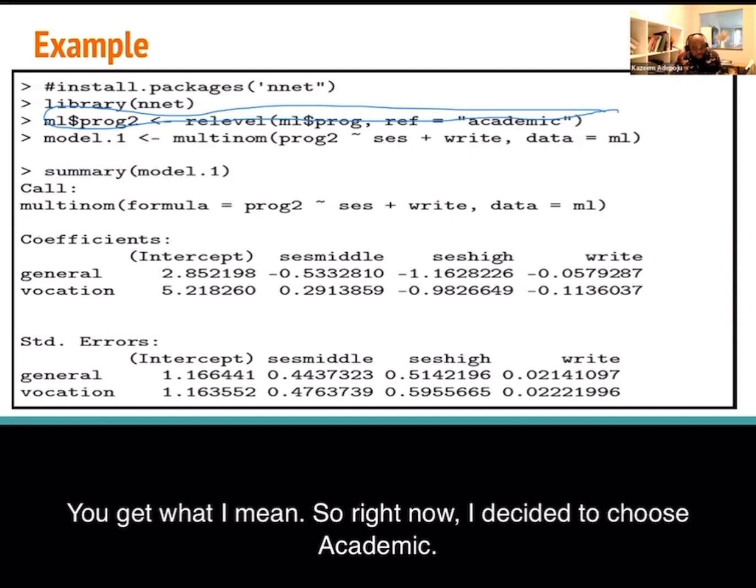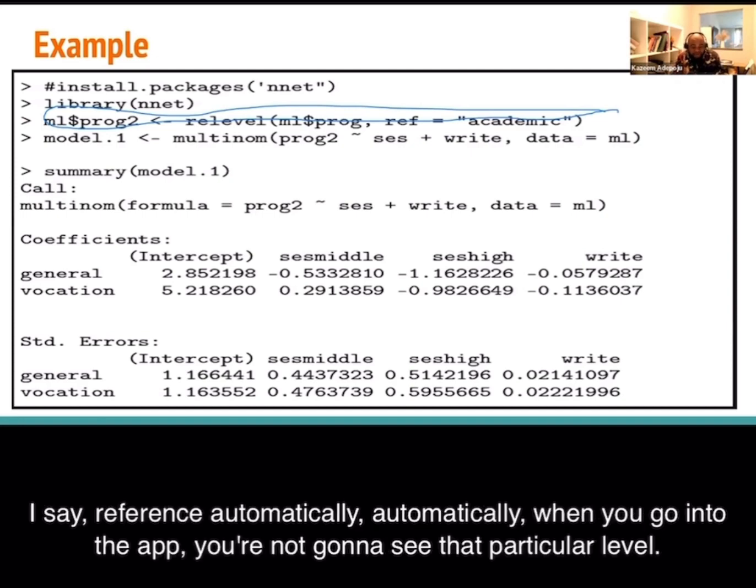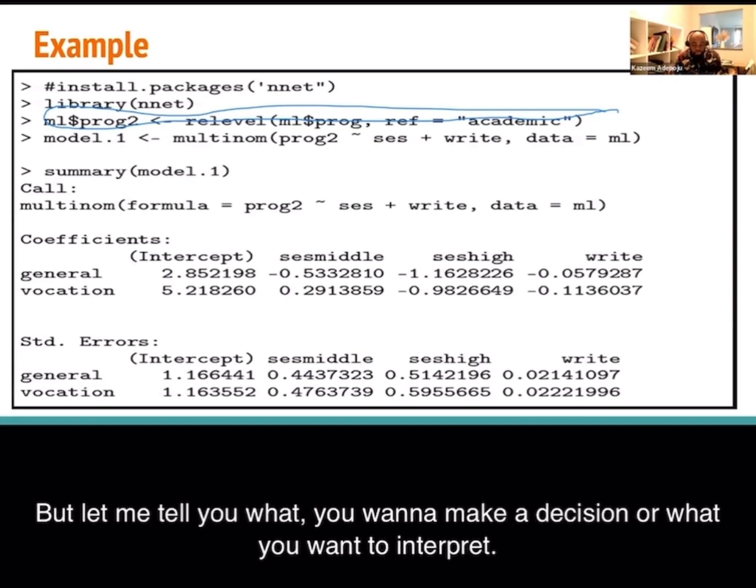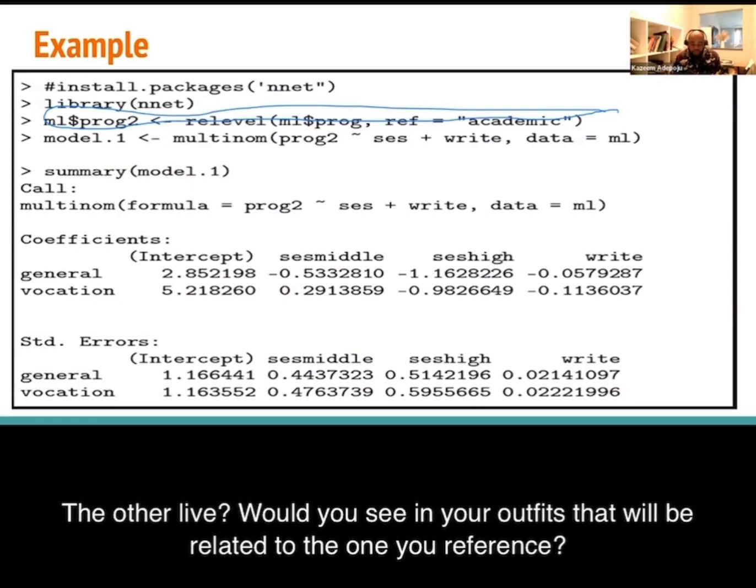When I choose a level as a reference, automatically, when you go into the outputs, you are not going to see that particular level that you reference. You're going to see the other levels. But let me tell you, when you want to make a decision or interpret the other levels you see in your output, that will be relative to the one you reference.